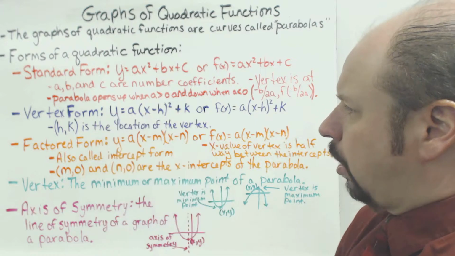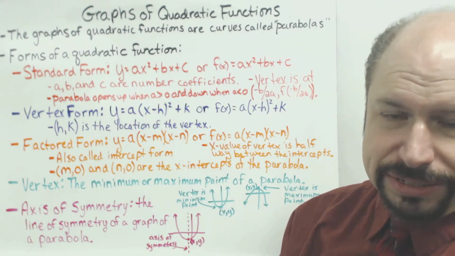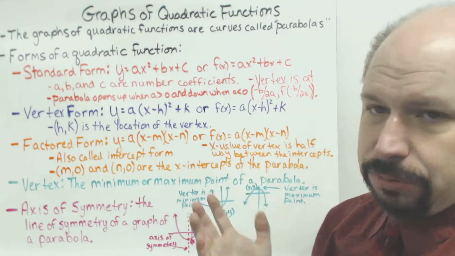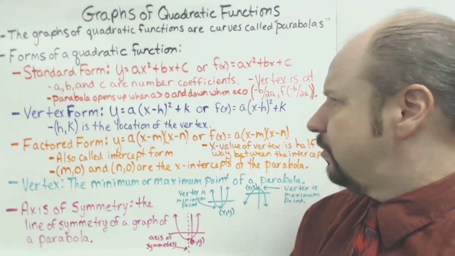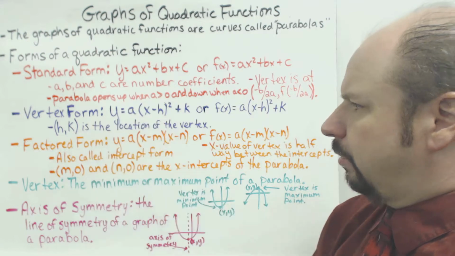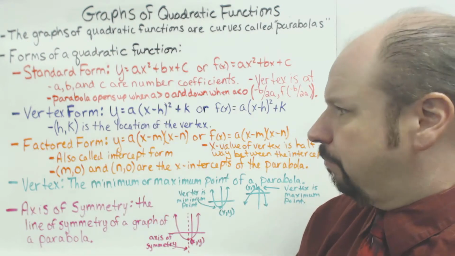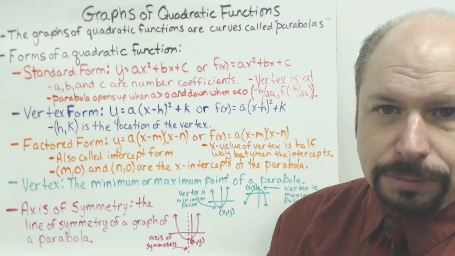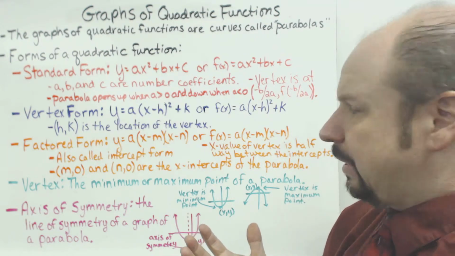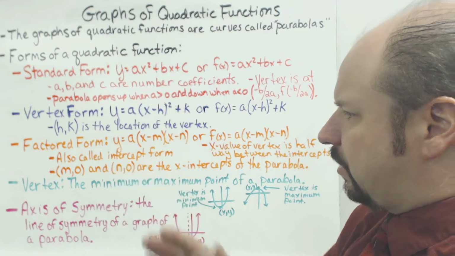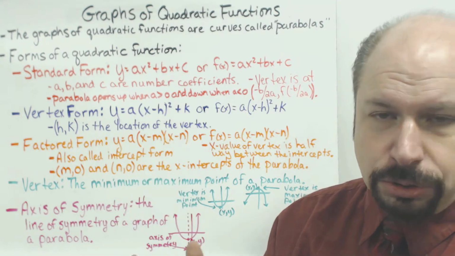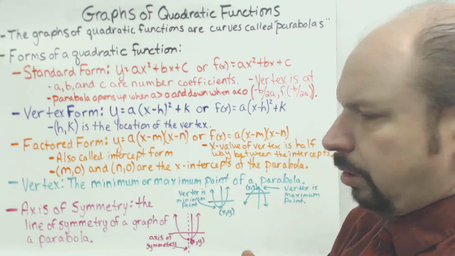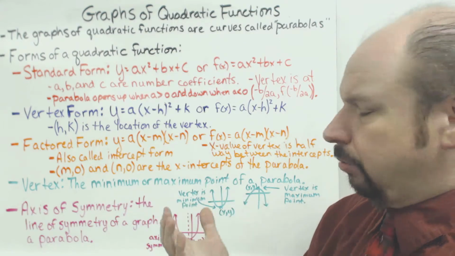Okay, and again, just to review, the vertex is at negative b over 2a and f of negative b over 2a. Our vertex form is y equals a times the quantity x minus h squared plus k, or f of x equals a times x minus h squared plus k, and the vertex is located at (h, k). Factored form is y equals a times the quantity x minus m times x minus n, and this is also called intercept form, so it could be interchangeably called factored form or intercept form, depending on the directions.